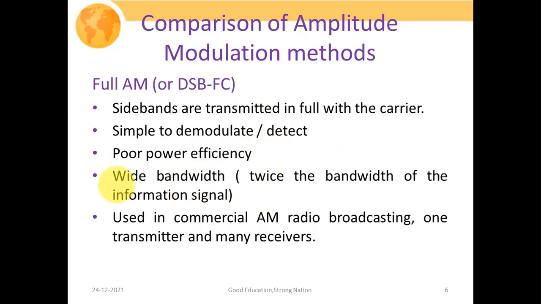Here the bandwidth requirement is also high, just because we are transmitting both sidebands for information exchange. So the bandwidth is twice the bandwidth of the information signal, which is equivalent to twice of fm, whereas in general we only require fm, the bandwidth of the low pass message signal. It would be used in the commercial AM radio broadcasting scenario. This is the basic application area of the AM radio broadcasting system, where one transmitter and many receivers are involved.